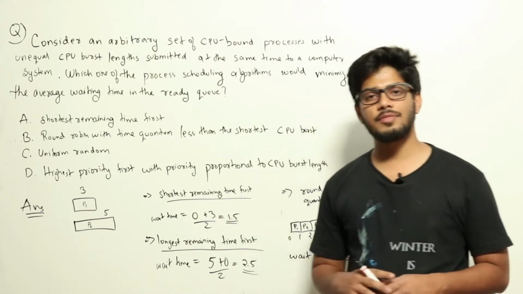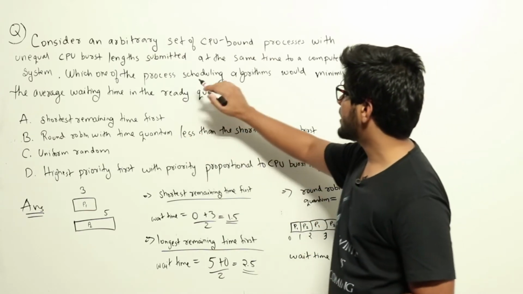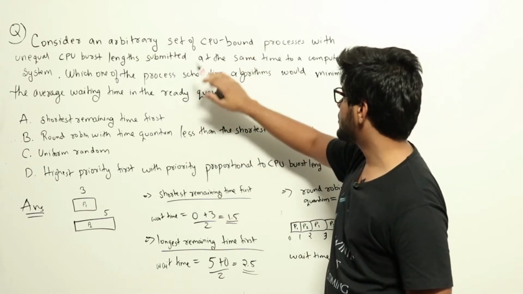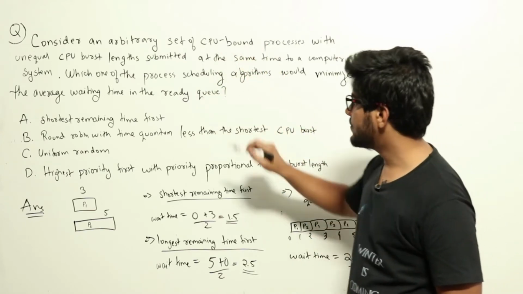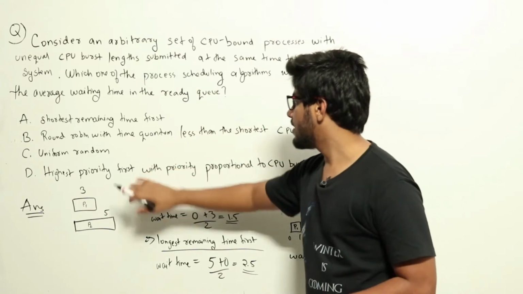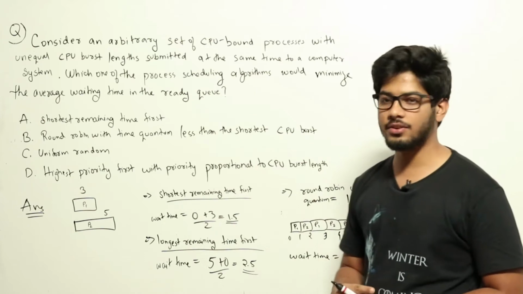So this is a question coming from operating systems regarding process scheduling. They are saying that a number of processes arrive to the CPU at the same time, all of which have unequal burst lengths. If that is the case, which of the algorithms given in the options will minimize the average waiting time in the ready queue?